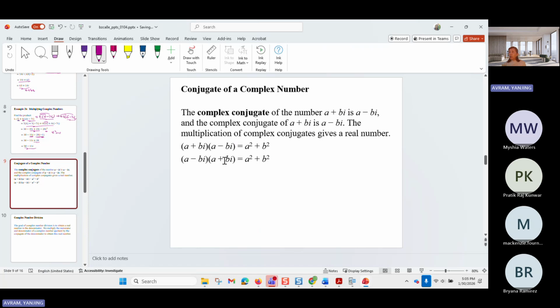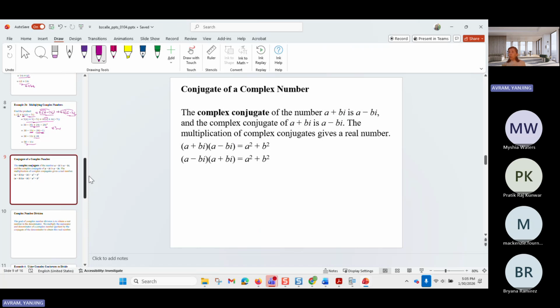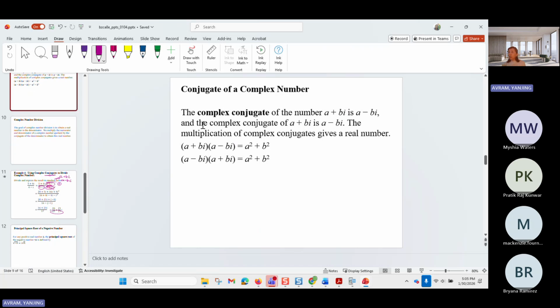We're going to talk about one of them, the complex number encountered here, called a conjugate. Okay, so what is a conjugate? If you have a plus bi, a minus bi is the conjugate. So what happens if you multiply the conjugate? Look at that. We have this formula we had earlier. If you have a plus b times a minus b, right? This is a squared minus b squared.